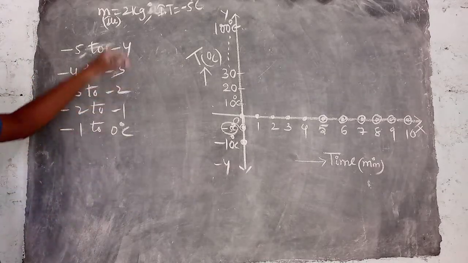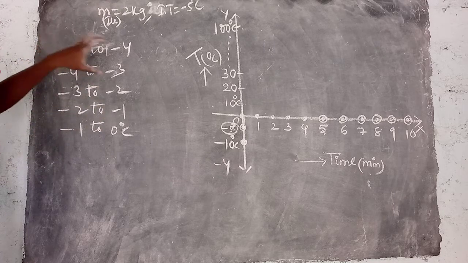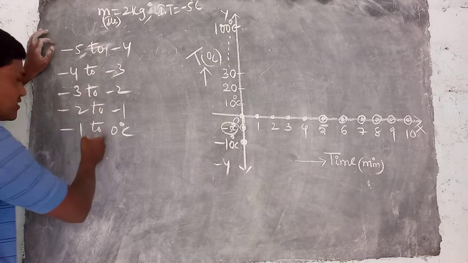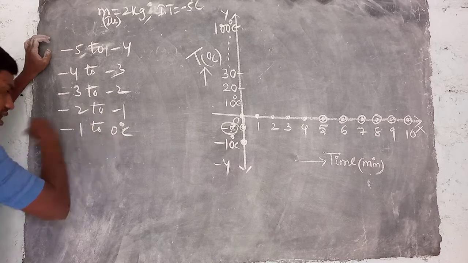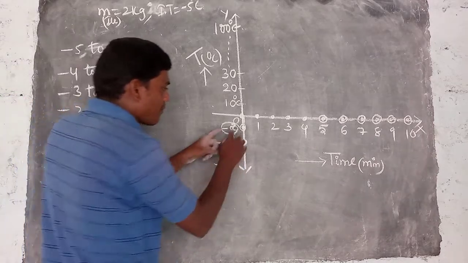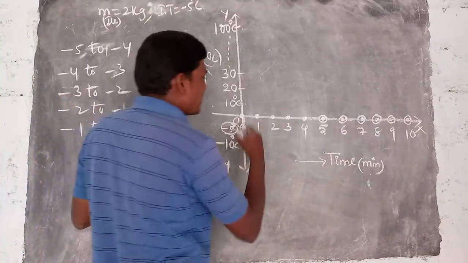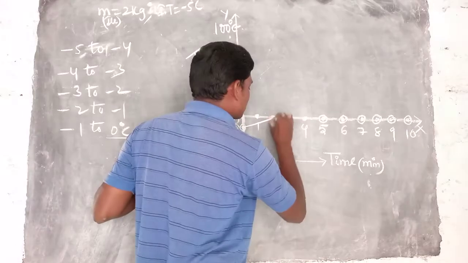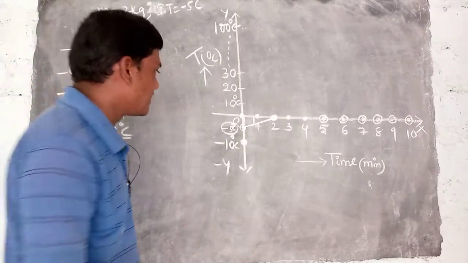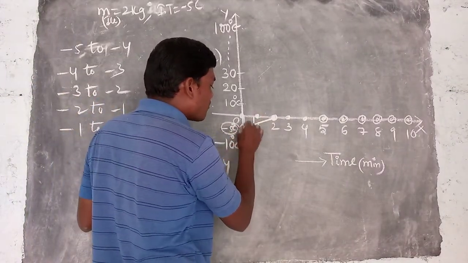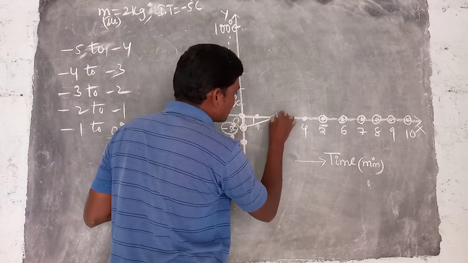So when the laboratory thermometer is placed in the ice cubes in a beaker, the ice cubes absorb energy and the temperature gradually increases: minus 5 to minus 4, minus 4 to minus 3, minus 2, minus 1 and finally 0. Just for your understanding, after 2 minutes the temperature of the 2 kg mass of ice cubes reaches 0 degrees Celsius.